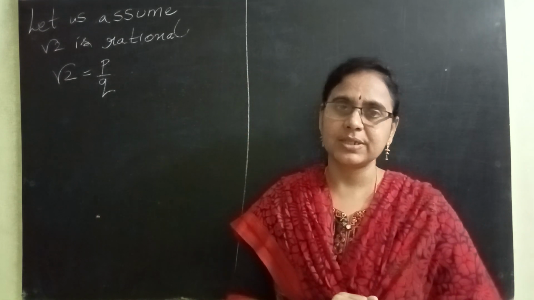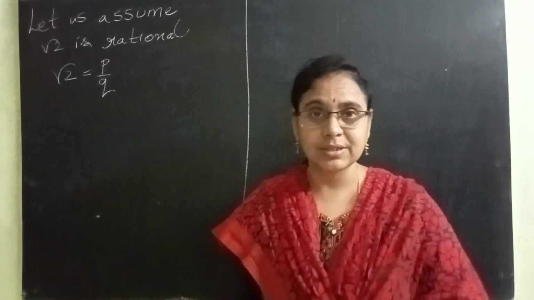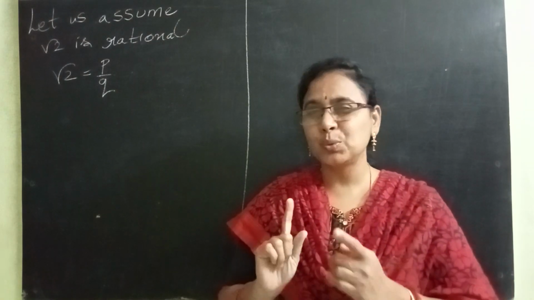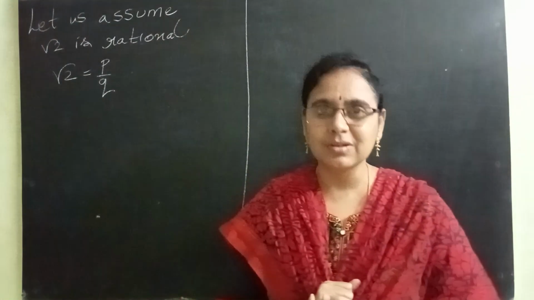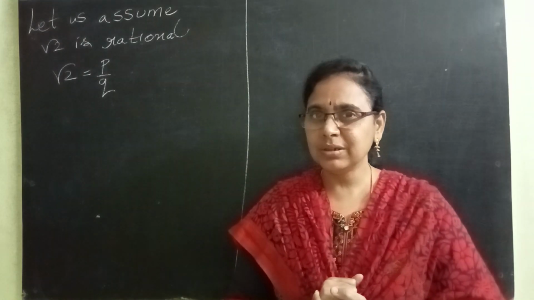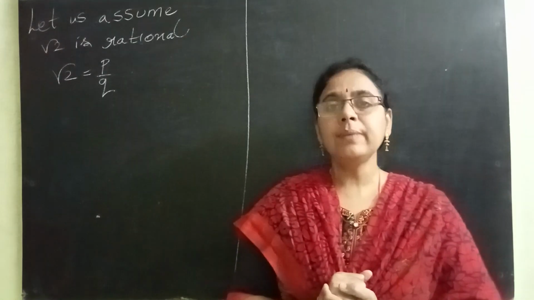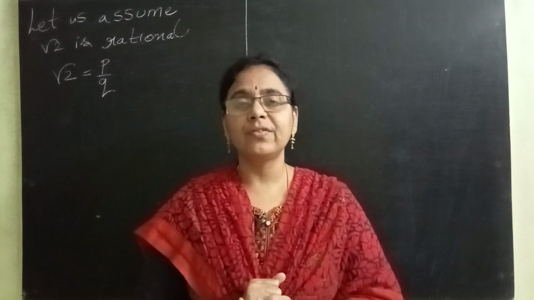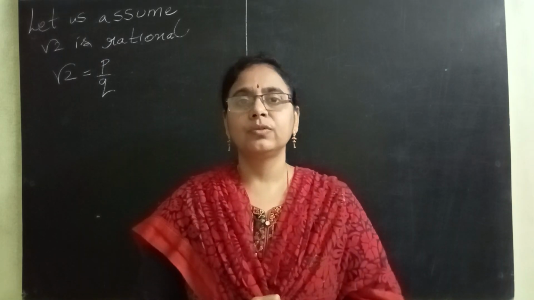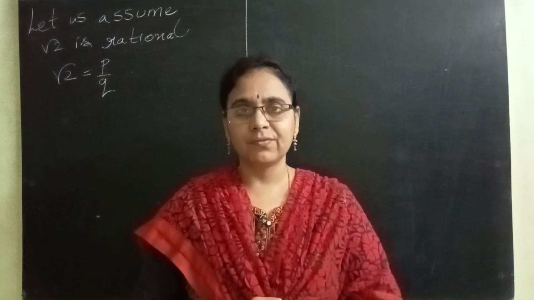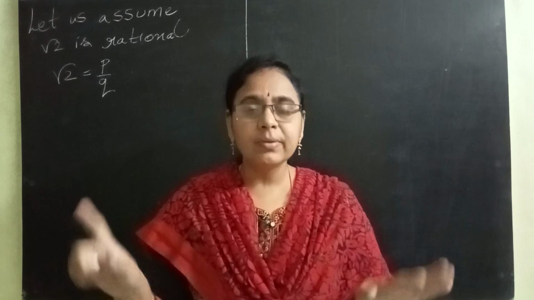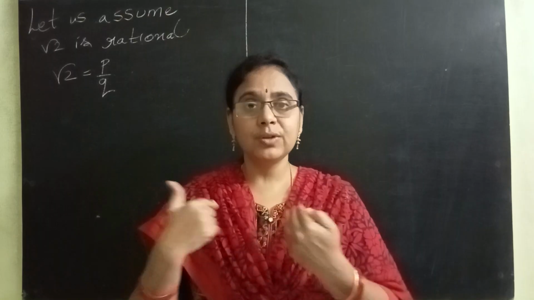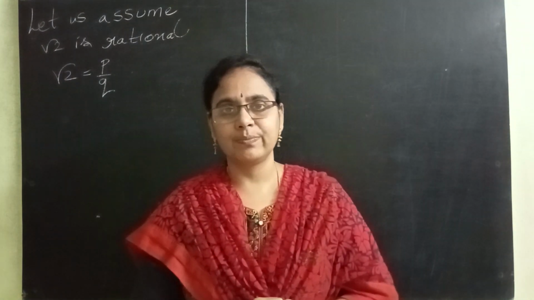With this, additionally one more point I want to say now: p and q must be co-primes. What do you mean by co-primes? In lower classes you learned twin primes, co-primes. Did you remember? Co-primes means their only common factor is one. No other common factor will be there. Then we say they are co-primes.